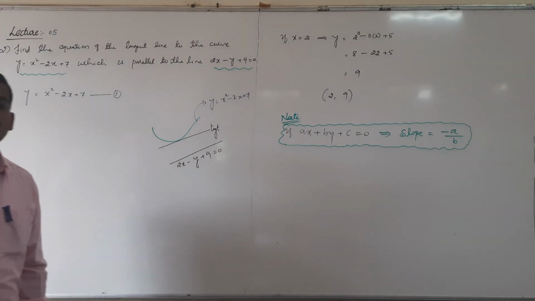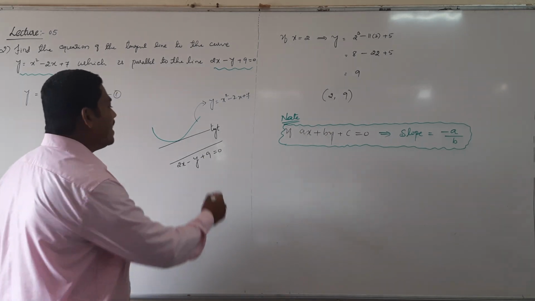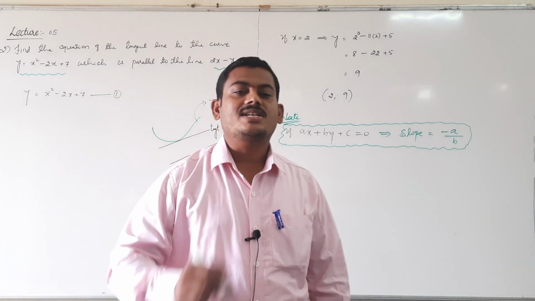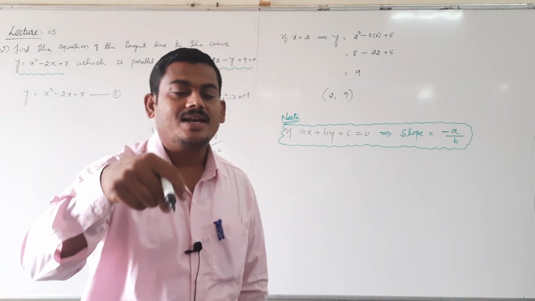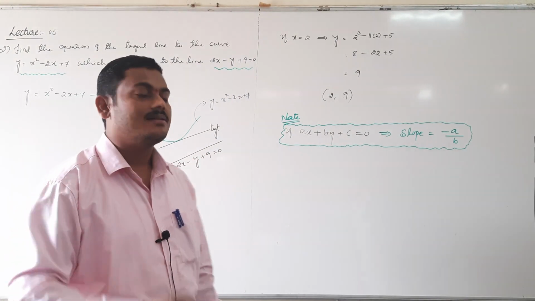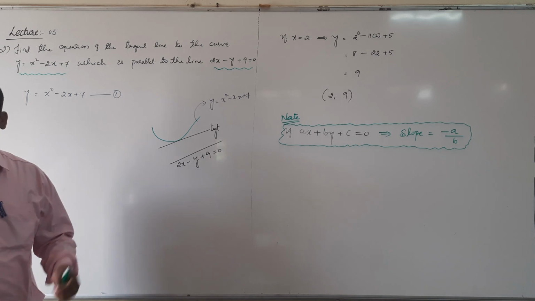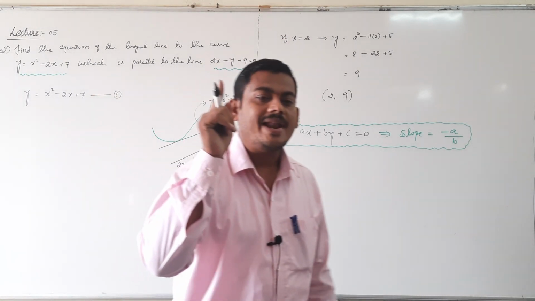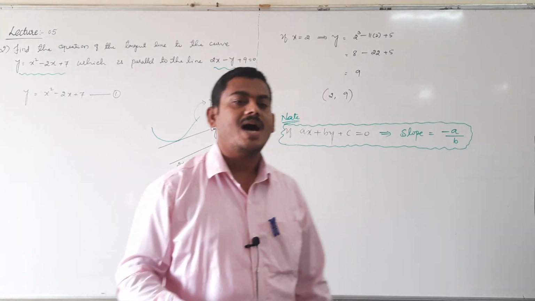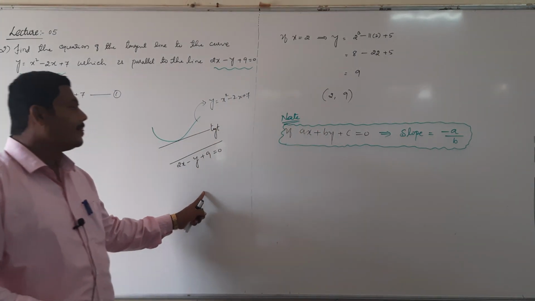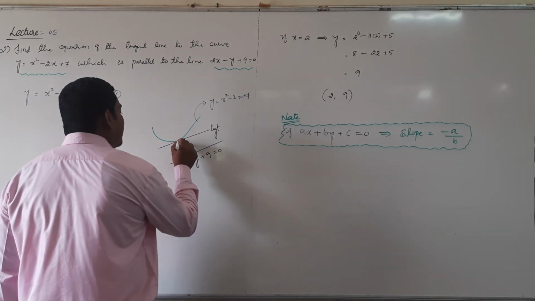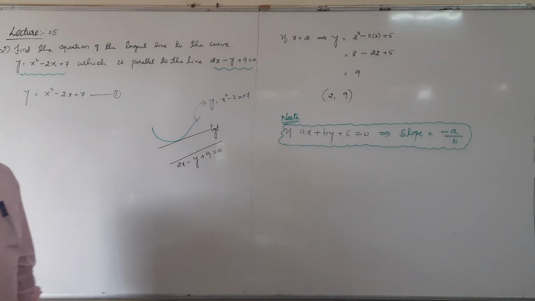But what is our requirement? We need to find the equation of this tangent line. Tangent means a straight line. For finding the equation of a straight line, we need one point and its slope. Already the slope is given, but we need one point. According to the given condition, find one point on the curve.